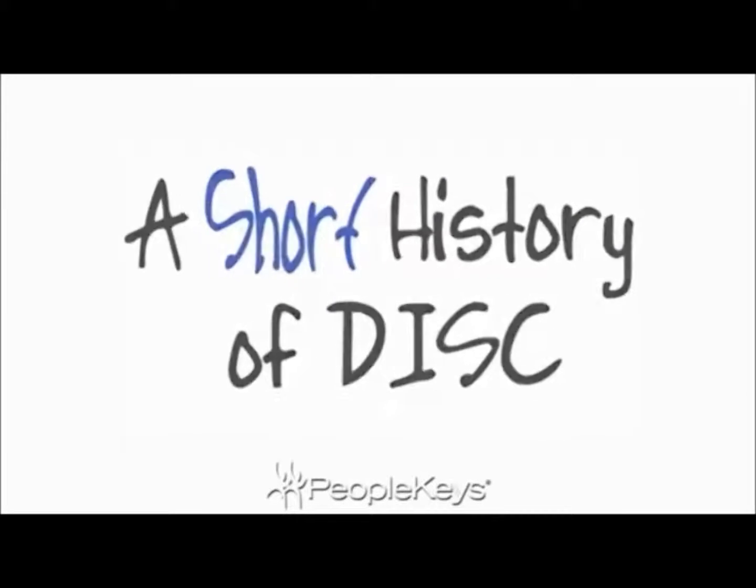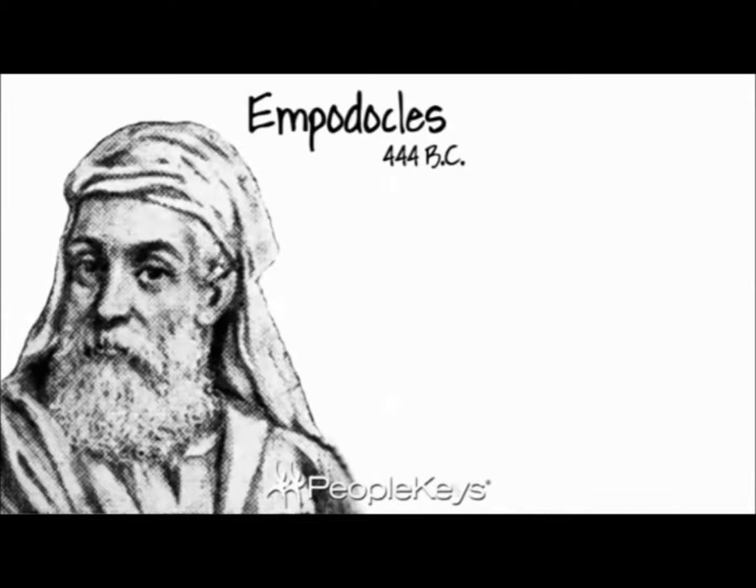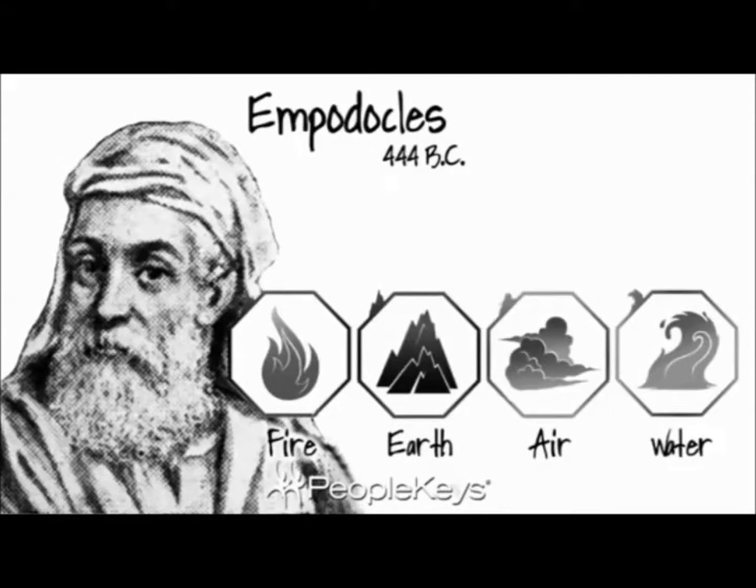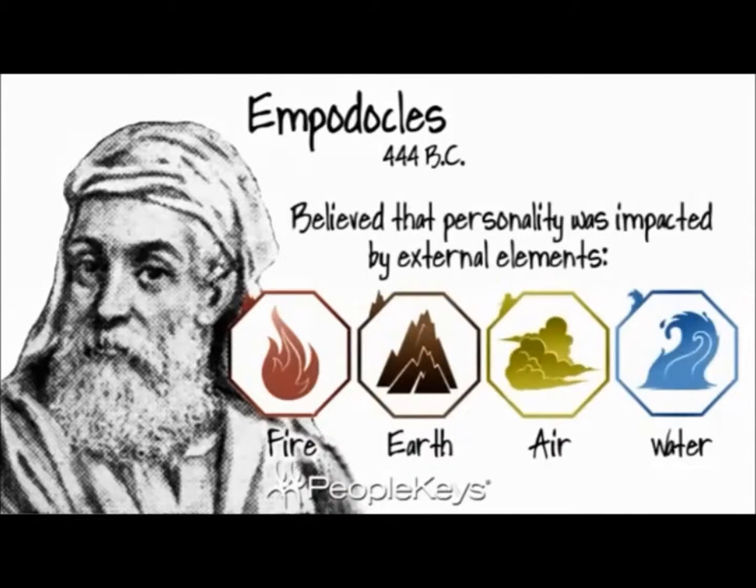When we talk about the development of DiSC, Empedocles in 444 BC talked about these four elements: fire, earth, air, and water. And basically, he was recognizing that people were different and that they acted in these four different styles. So he surmised that the environment affects the way they behave. It was these external elements that had an influence on how people acted.